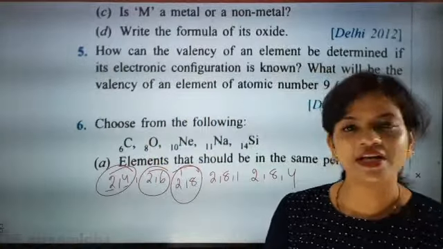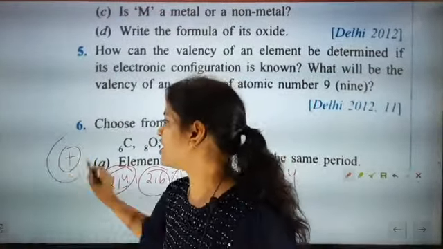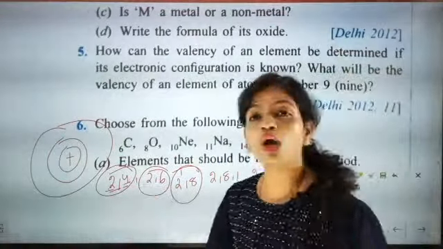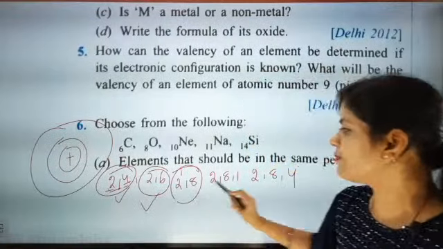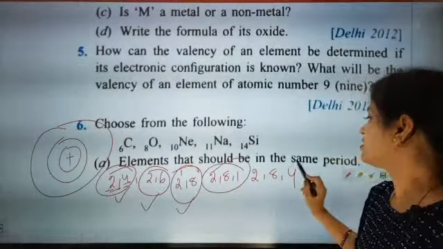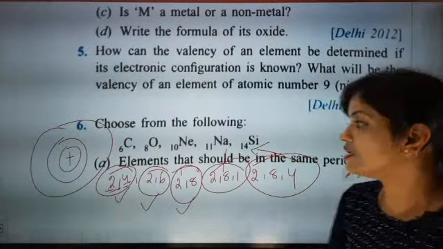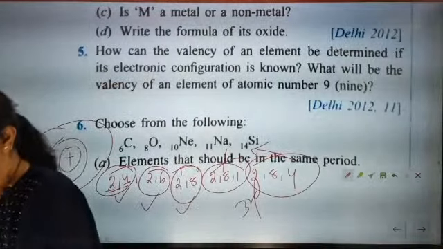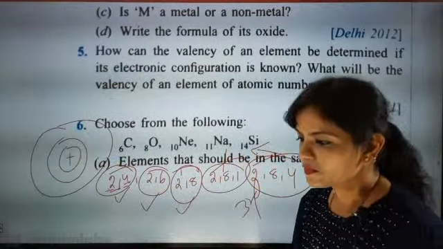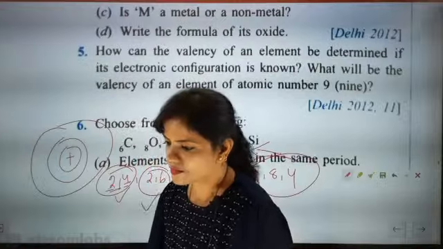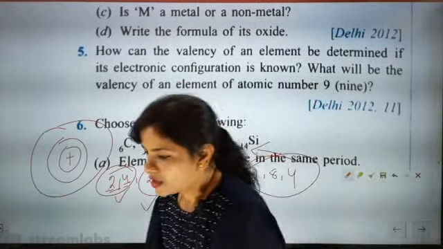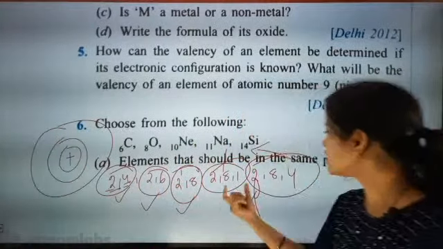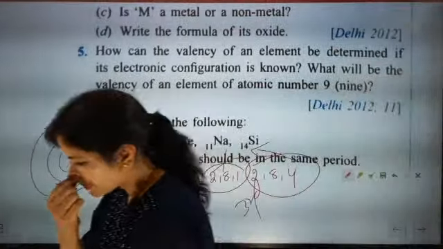How many orbits are there? 2,4: first orbit 2 electrons, second orbit 4 electrons. 2 orbits means second period. Here 3 orbits, for sodium and silicon, 3 orbits. So third period. Story over. Easy to understand? Yes, by the number of shells. 2 shells, 2 shells, 2 shells, 3 shells, 3 shells. That's it. Story over. Understood?